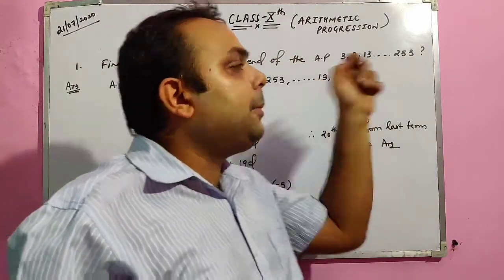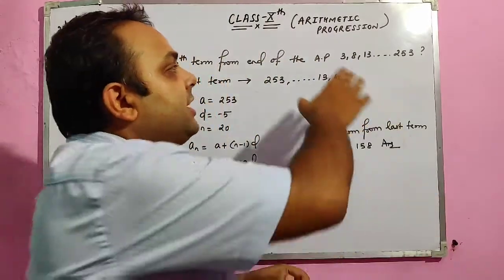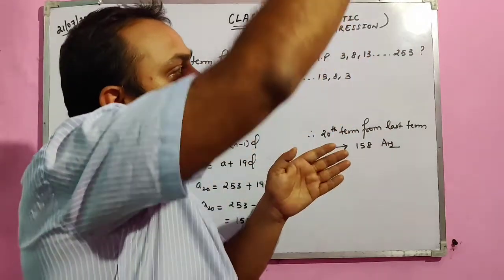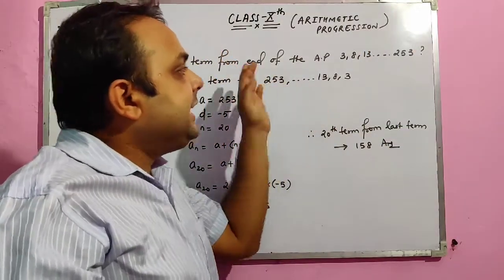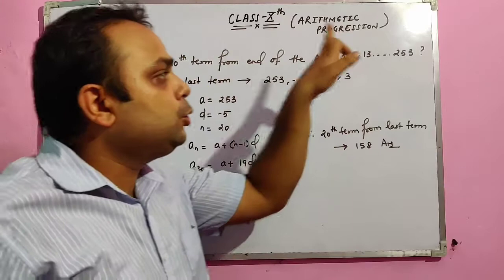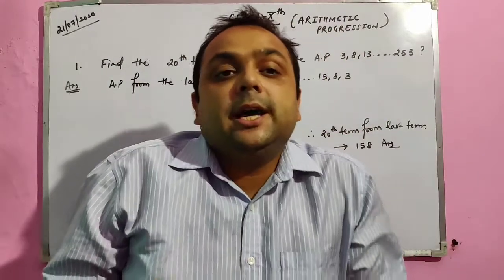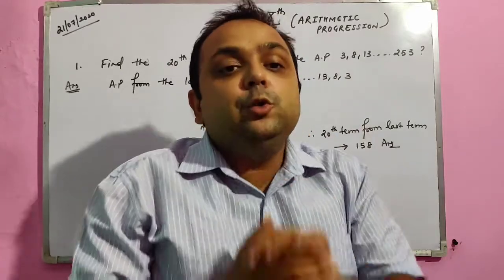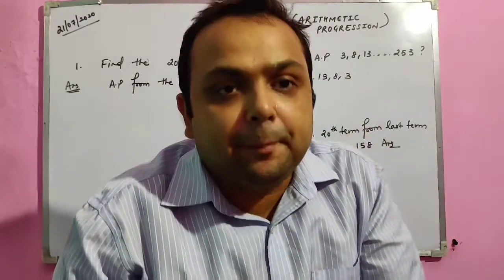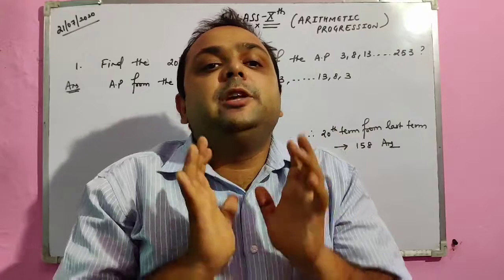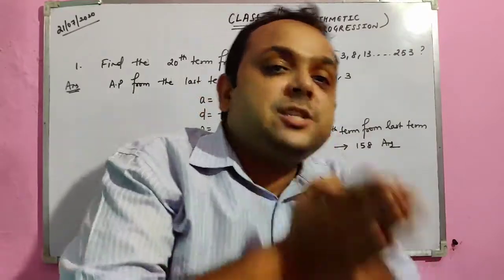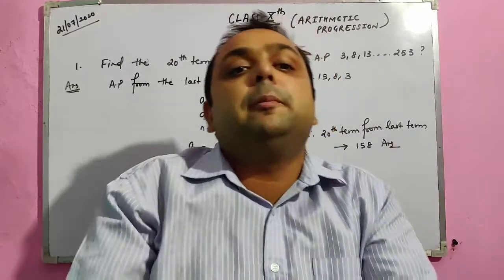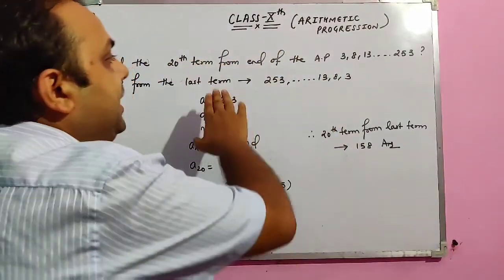..., 13, 8, 3. Now if we see the first AP, the difference is 5 because it increases to 253. But in this, it decreases from 253 to 3. So the difference is negative. Now just remember one thing: when you change the order of the AP, the difference sign will change. If it is positive initially, then it will become negative. If it is negative initially, then it will become positive. So now the AP is this.